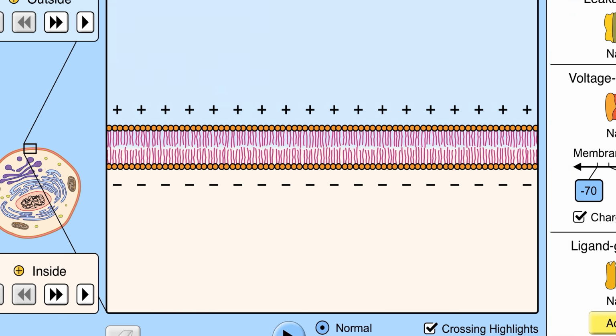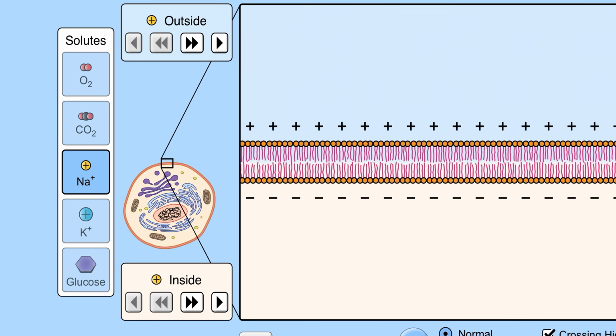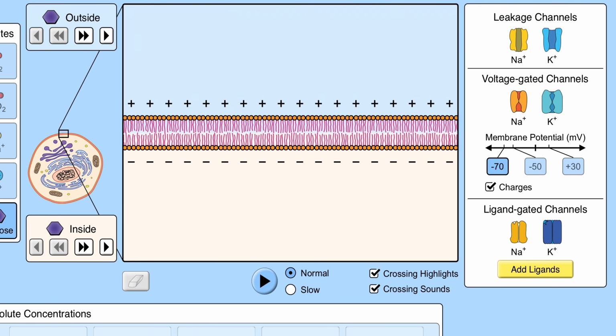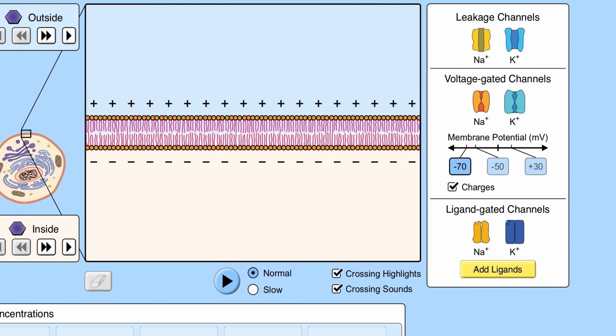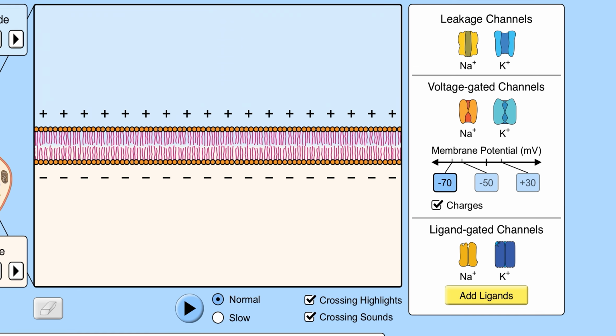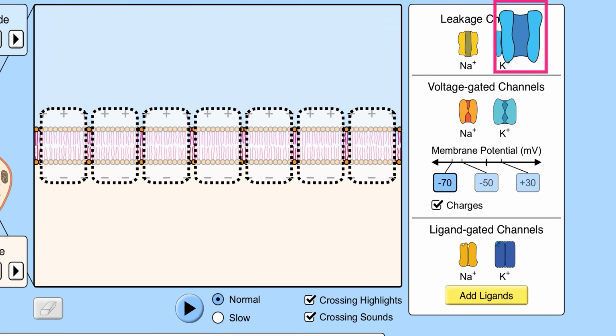On the left we have our solutes. We can add gases like oxygen, carbon dioxide, sodium ion, potassium ion, and larger molecules like glucose. The channels on the right are the star of today's show. The protein channel. Here you can see, these act as bridges across the membrane.